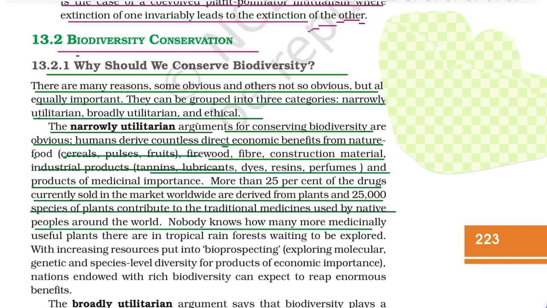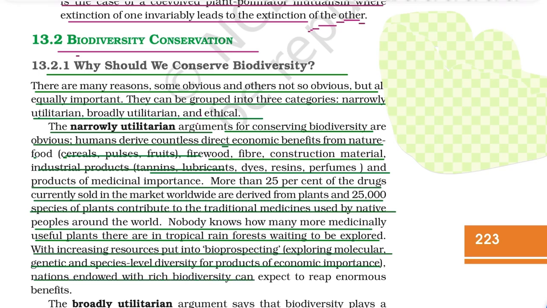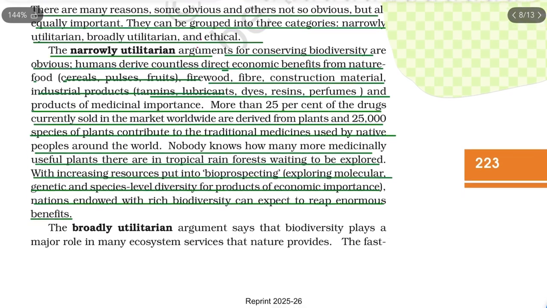Nobody knows how many more medicinally useful plants there are in tropical rainforests waiting to be explored. With increased resources put into bioprospecting, exploring molecular, genetic, and species-level diversity for products of economic importance, nations endowed with rich diversity can expect to reap enormous benefits.